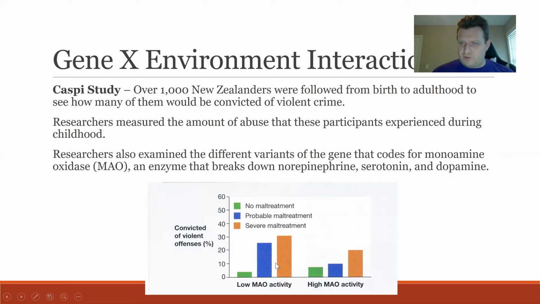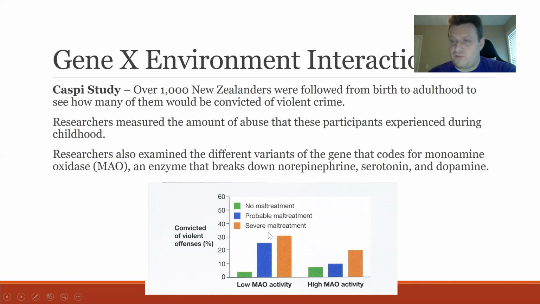So there's two different versions of this gene. Okay, there's high MAO activity. This is where the version of monoamine oxidase does a good job of breaking down the neurotransmitters. And we have the low MAO version of this, where the MAO does not do a very good job of breaking down the neurotransmitter. And we can look at children that experience no maltreatment. Maybe it's the case that they experience some maltreatment, probable maltreatment, or they experience severe maltreatment. All right, now let's look at the results of this study.